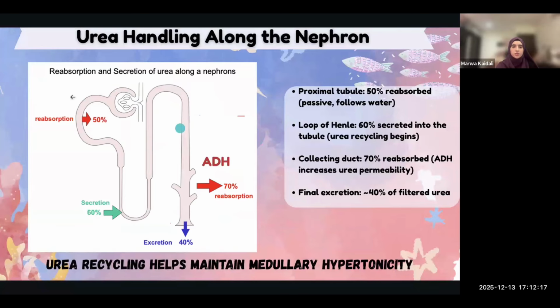Now, let's look at how urea is transported across a nephron. In the proximal tubule, we're going to have urea reabsorption, and then in the descending limb, we're going to have secretion, and then in the inner medullary collecting duct, we're going to have reabsorption again. That is mediated by ADH. Okay, now let's look at each section of the nephron and how this happens.